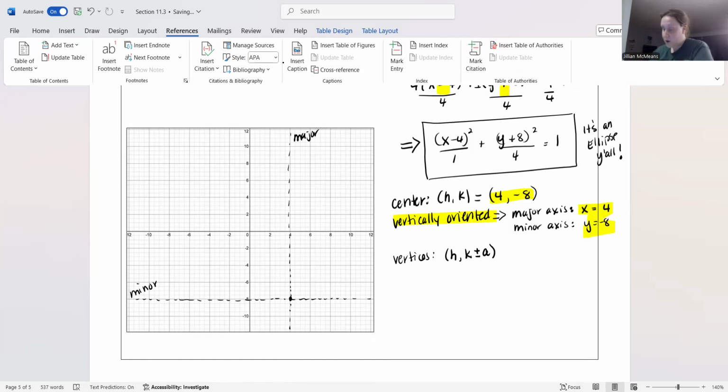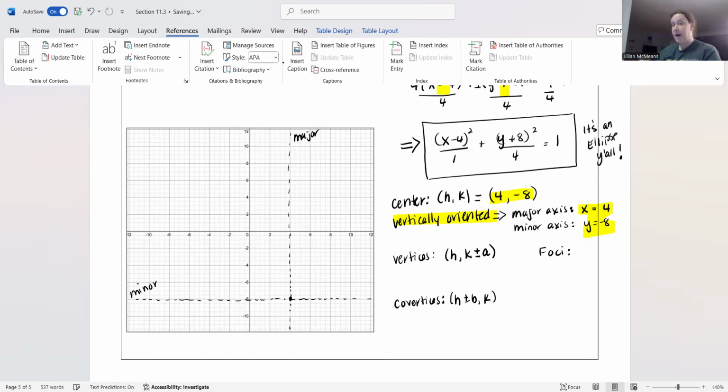And then the minor vertices, or the co-vertices, they're going to be along the minor axis. So the y coordinate is going to stay. We're going to have to change the x values. So we're going to get h plus or minus b, comma, k. And then we also have to find the foci.